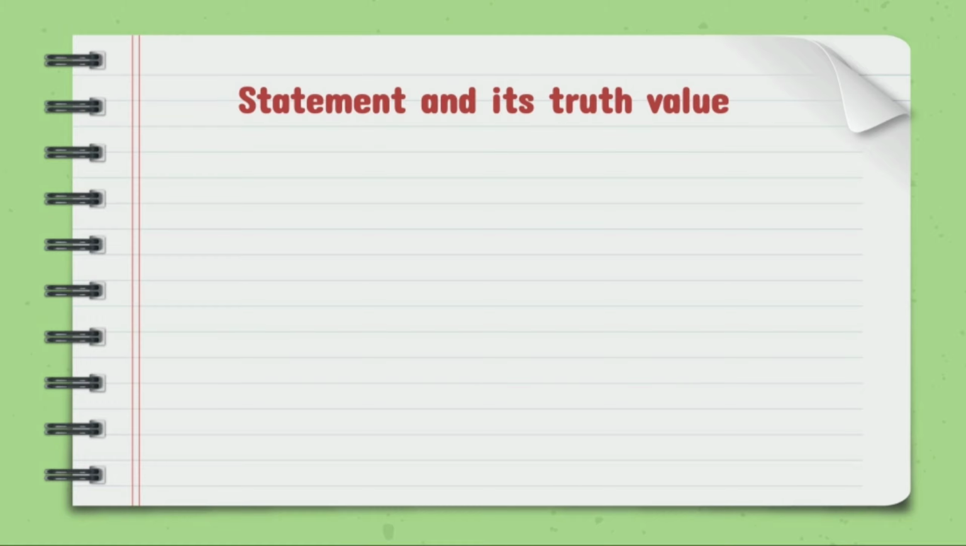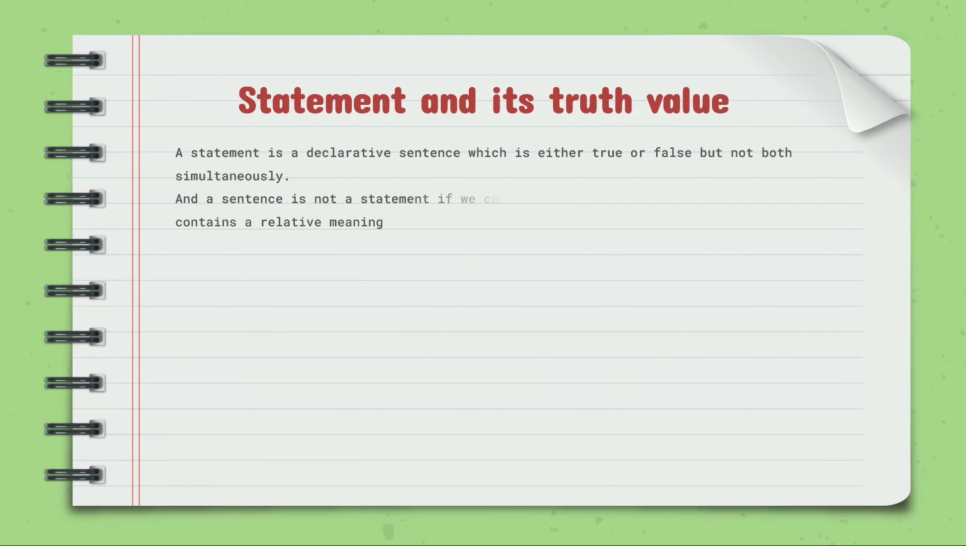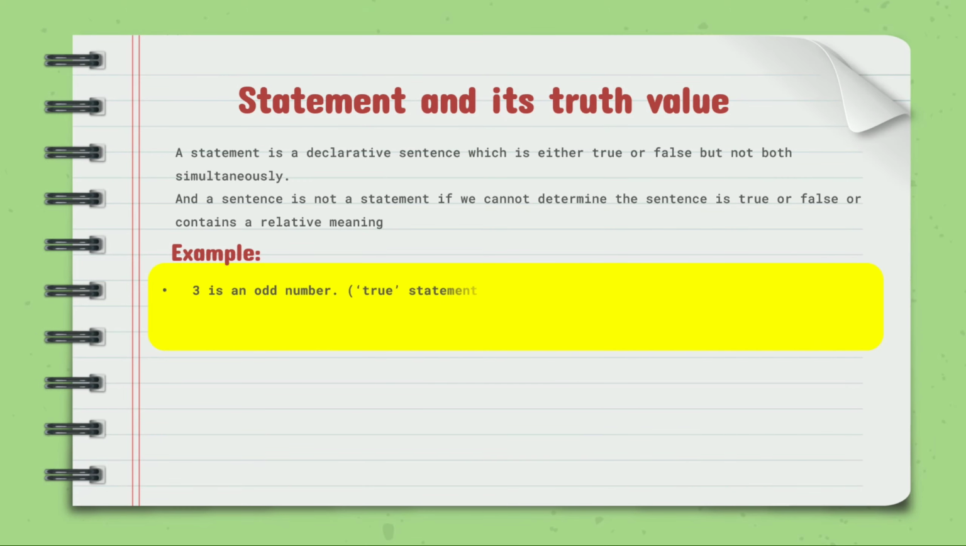For the first, I will explain about statement and its truth value. A statement is a declarative sentence which is either true or false but not both simultaneously. And a sentence is not a statement if we cannot determine the sentence is true or false or contains a relative meaning. For example, 3 is an odd number. That is a true statement.